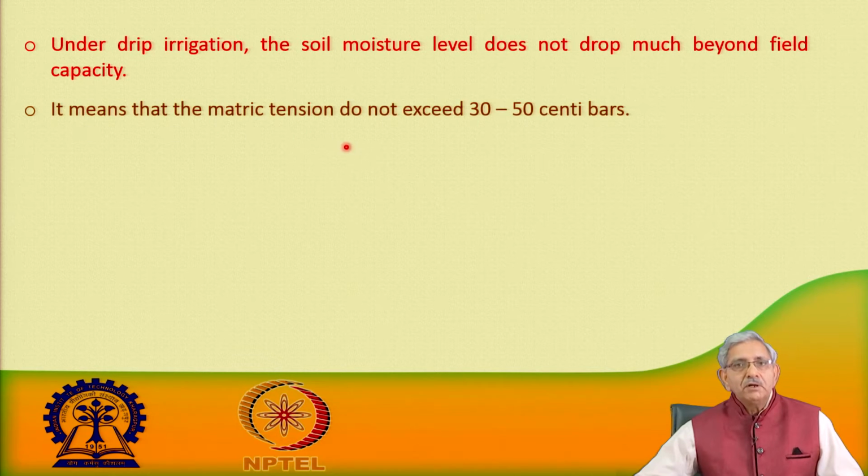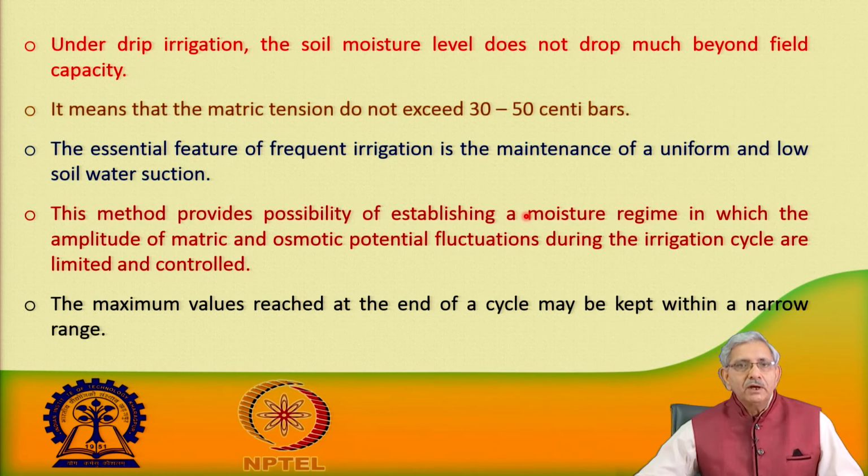It means that the matric potential does not exceed 30 to 50 centibar. So, this is at a very low level; soil moisture tension is not very high. The essential feature of the drip irrigation system is that frequent irrigation is given, we are maintaining a uniform amount of water, and then soil water tension is also low.